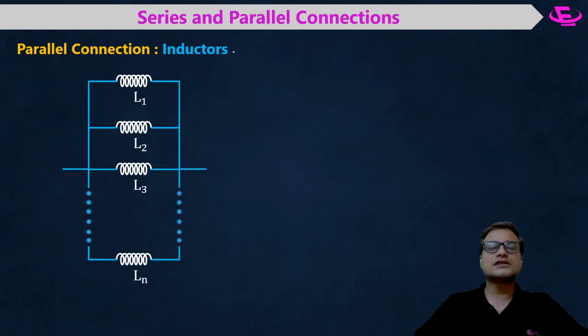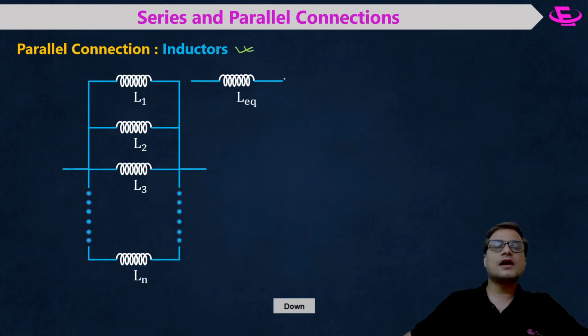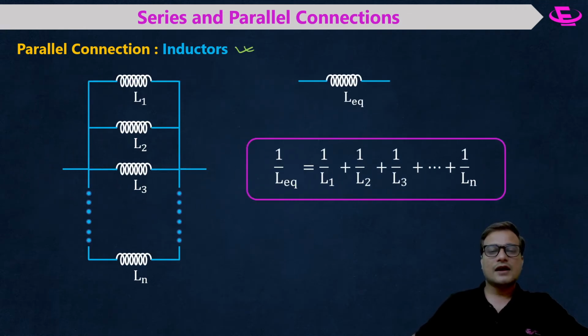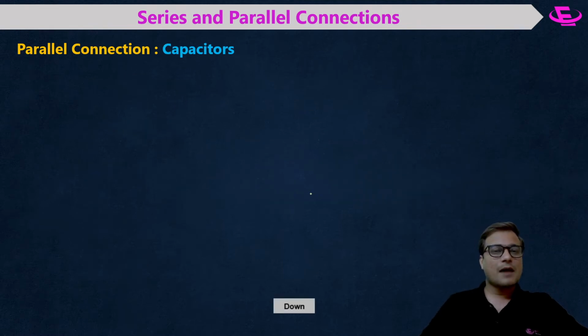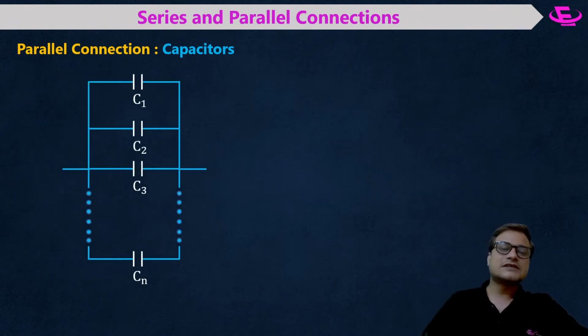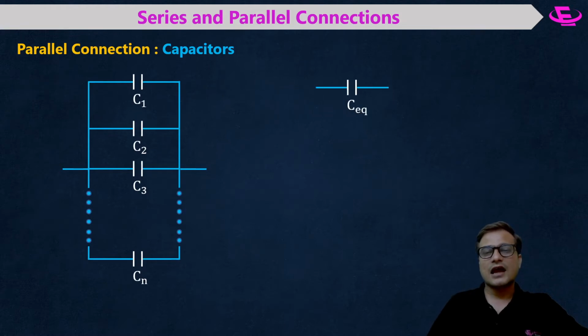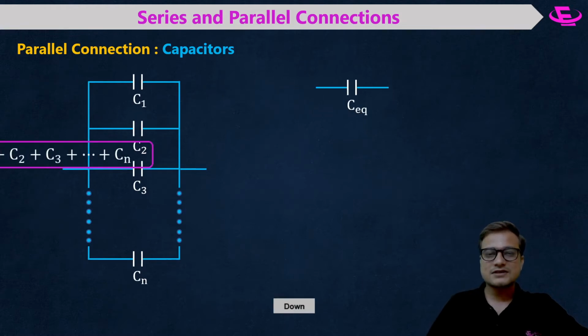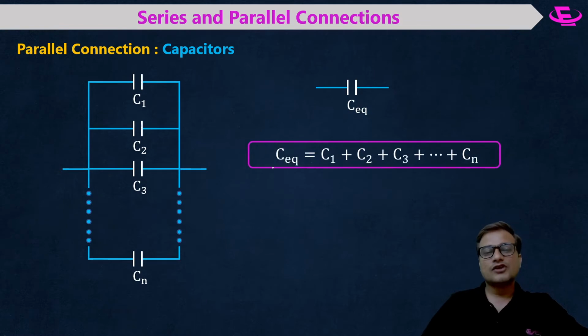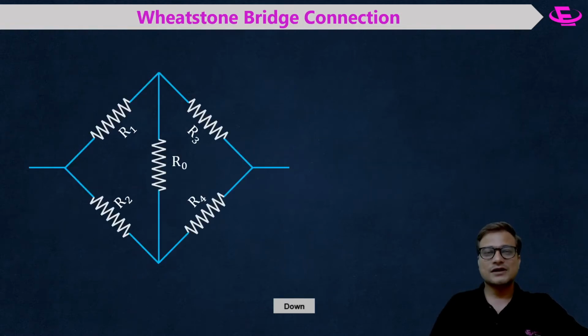Again, parallel connection of inductors. You will get the same equivalent inductance as with resistors. Next, come to capacitors. The capacitors behave opposite to resistors and inductors in calculating equivalent capacitance. So here it will be the sum of all the capacitances in parallel connection. So this is about series and parallel connection of different elements.